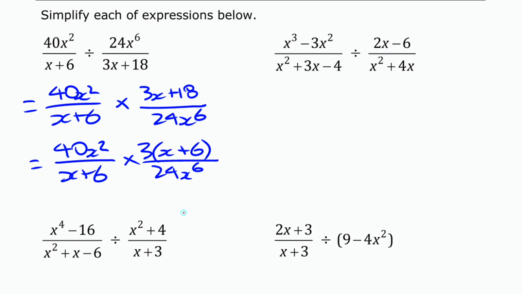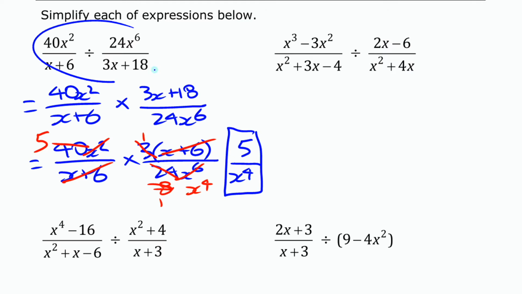Then we can get rid of some things that we have in common here, like this x plus 6 divides to 1, this 3 and this 24 can be a 1 and an 8, and this x squared and this x to the 6th are going to leave me with x to the 4th down there. And this 40 and this 8 are going to leave me with a 5 up there and a 1 down here. Now I've gotten rid of everything I can, so I can just write my result that's left over, which is fairly simple. It's just 5 over x to the 4th. All right, that's the simplest version of that original expression that we started with.